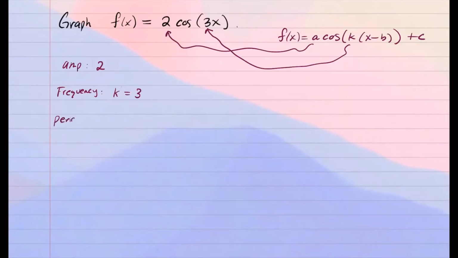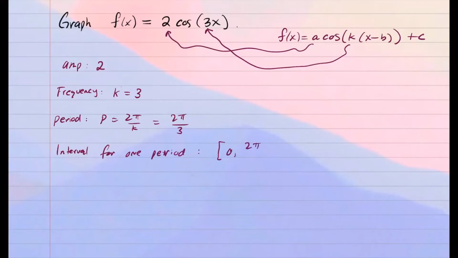So we know the period is going to be p equals 2 pi over k. So that means this is 2 pi over 3. So we're going to complete one cycle, that wave that we saw, in between 0 and 2 pi over 3. So let's go ahead and find the interval for one period. So you know where to complete one cycle, it's going to be from 0 to 2 pi over 3, because the period is 2 pi over 3 and we're starting at 0.